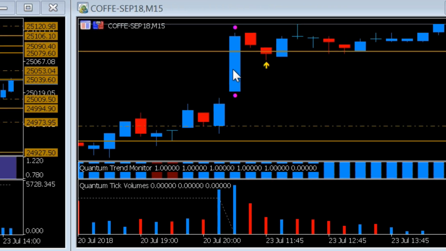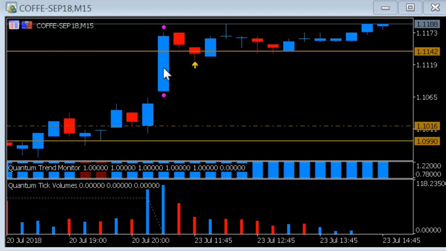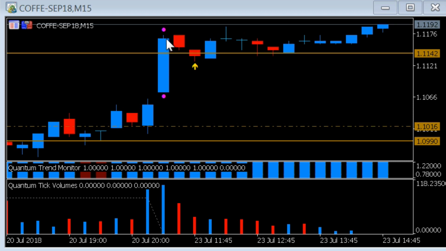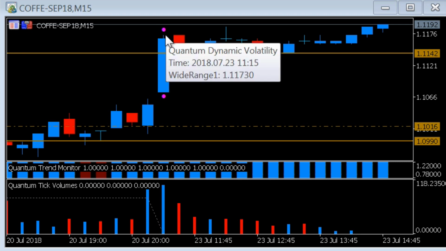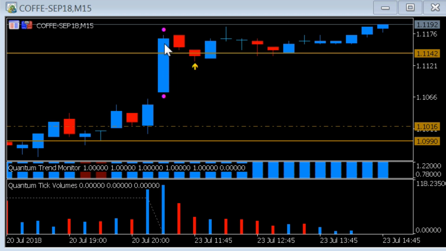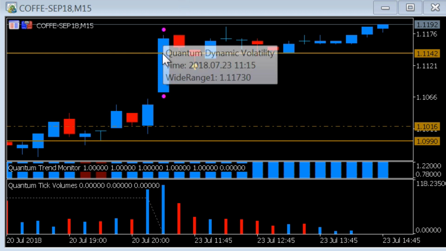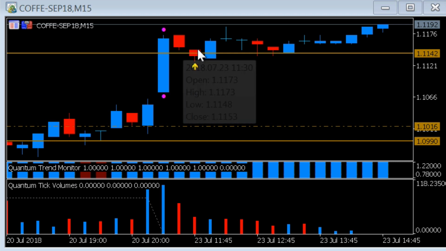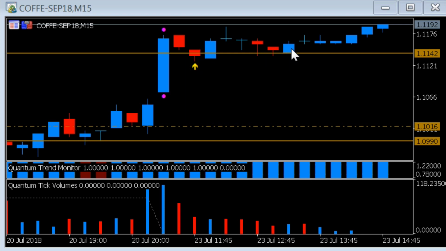Finally, over here onto coffee on the 15-minute time horizon. Another nice example, nice widespread up candle, looks fine. What happens? We get the volatility triggered. Again, you can imagine traders jumping in here going long quite happily, expecting the market to roar higher. What happens? We get the volatility triggered. The market moves into the extended congestion phase.